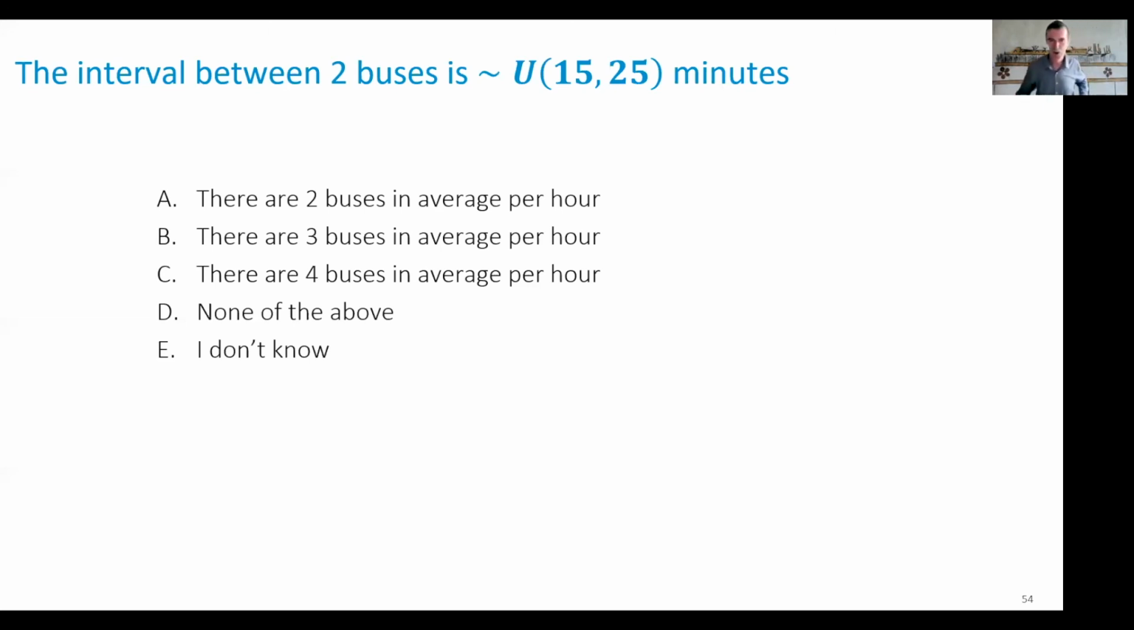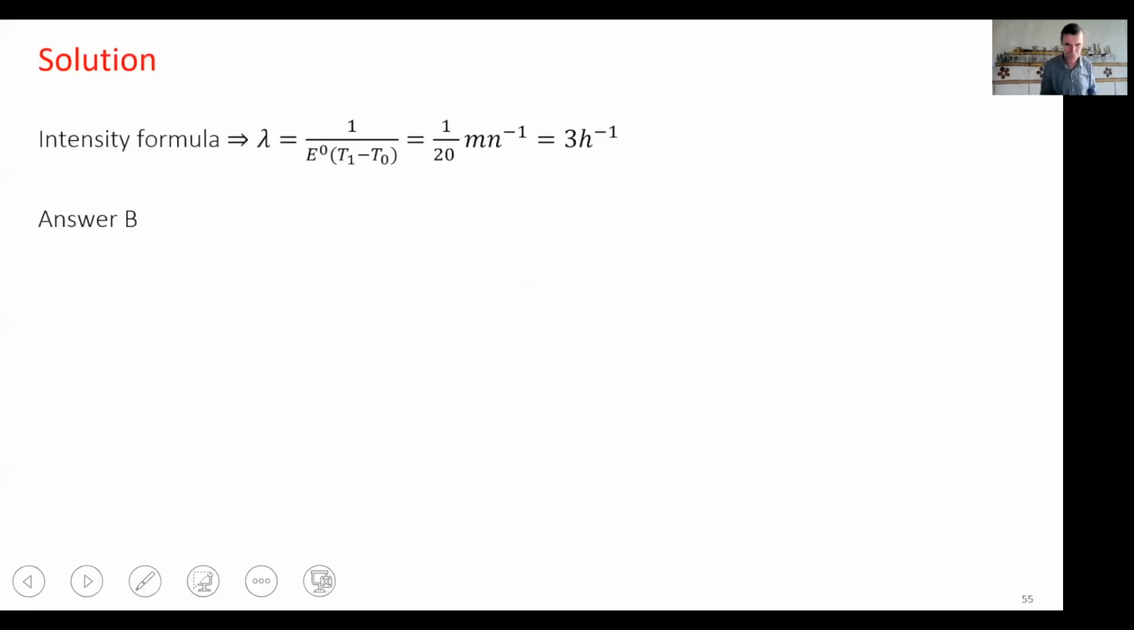I close the poll in a few seconds. The answer, 3 buses per hour, is of course the correct answer. The intensity formula says to us it's 1 over the average time. The average of this distribution is 20 minutes. In hours, that's 1/3, so that gives 3 per hour.